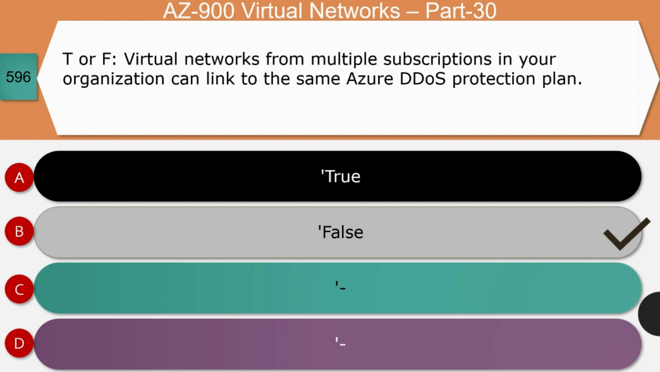A DDoS protection plan defines a set of virtual networks that have DDoS protection enabled across the subscription. You can configure one DDoS protection plan for your organization and link virtual networks from multiple subscriptions under a single Azure AD tenant to the same plan. So if the word "single Azure AD tenant" appears in the question, then the option might be true. You need to take care of these wordings.